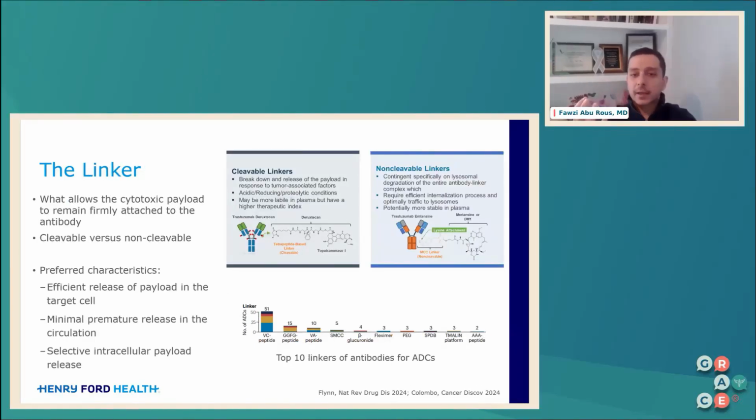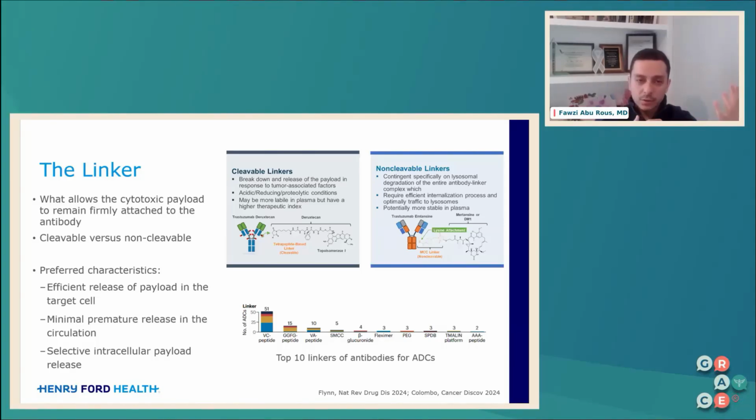And then when you have your antibody, right, and then you have your mailbox, or you have the package that you're trying to deliver, which is the payload. We're going to talk about it next. You need to attach it to the antibody. So you have your mailman, you have your package, you need to attach them to each other, and then you have the linker, or basically the glue.